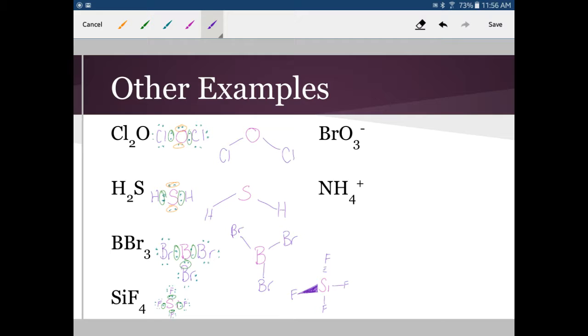Okay, BrO3. I have 3 oxygens, each contributing 6 electrons, giving me 18, plus my single electron here, which is 19, plus my bromine contributes 7, giving me a total of 26 electrons. So again, my bromine looks like it might be my central atom, okay, but let's take a look.